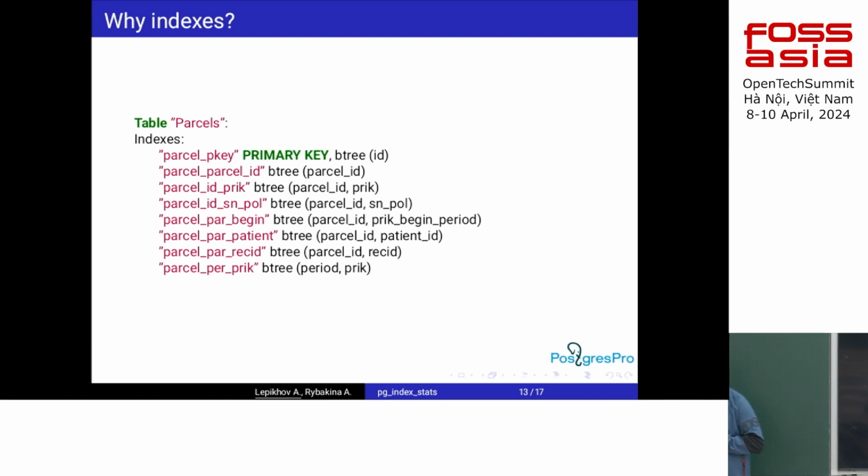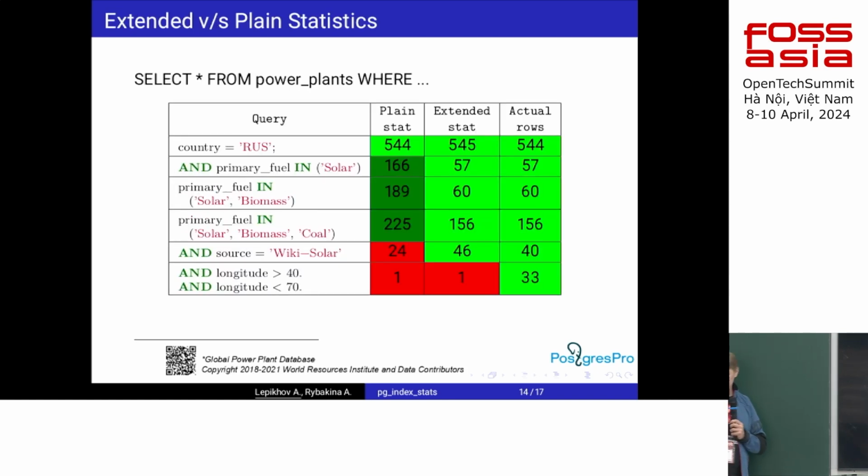And we tried to use it. Using that, we made some experiment. The same database, the global power plant database. We compare plain statistics, extended statistics, and the actual number of rows. We added different expressions to the where clause step by step, and you can see how the prediction of cardinality for this select changes.